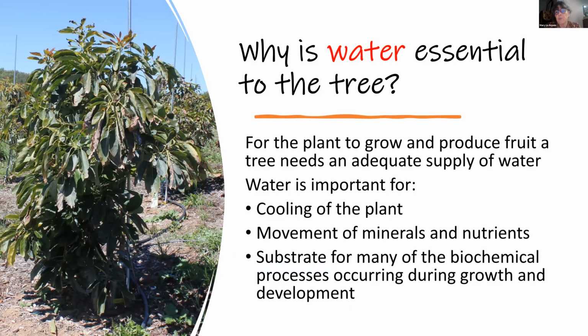So in conclusion, why is water essential? It's essential for the plant to grow and produce fruit. The tree needs an adequate supply of water. Water is important for cooling of the plant, movement of minerals and nutrients within the plant, and it provides a substrate for many of the biochemical processes that occur during growth and development.